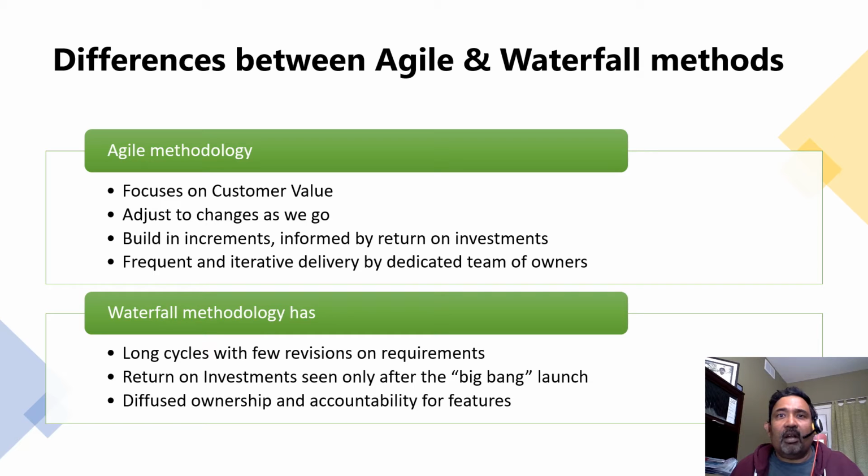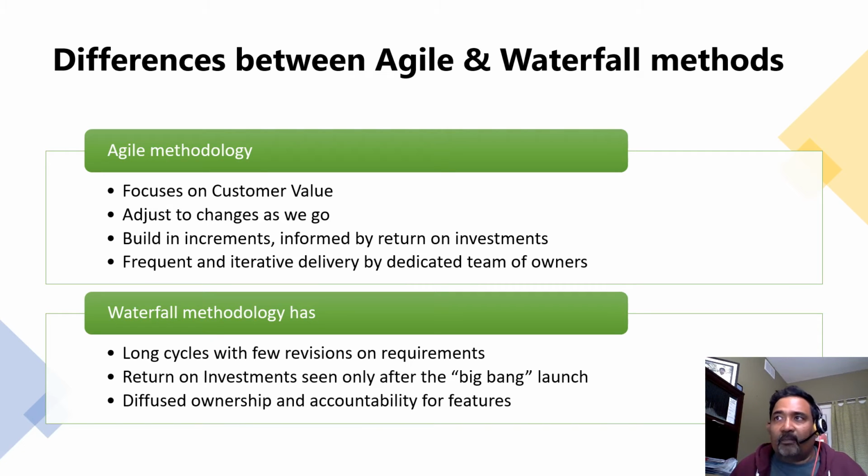Now let me give you some idea on the differences between Agile and Waterfall. Agile focuses on the customer, as I said, and the requirements that they produce, the value that they bring in. It can adjust its requirements and absorb the changes as we go. We do not have to wait for a change requirement. And also it builds in increments, as I said before, and therefore we can realize the return on investment much earlier in the project, as the releases start at the beginning itself. And it's very frequent, very iterative delivery. It doesn't wait for the final delivery, with very frequent delivery by a dedicated team of product owners.